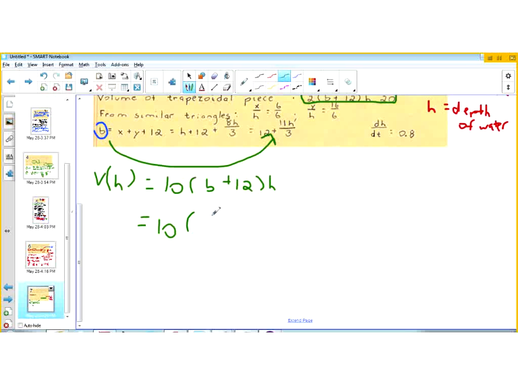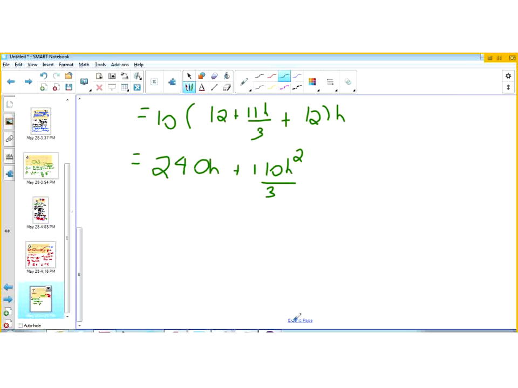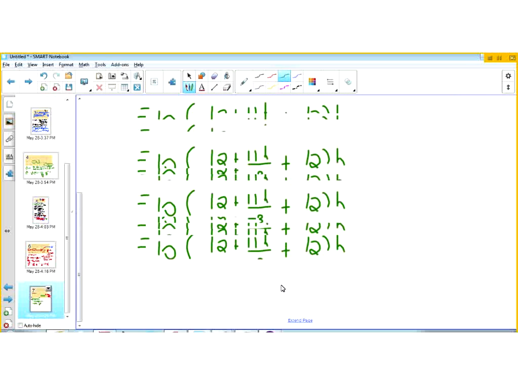But we know what B is in terms of H. We extracted that out from similar triangles. So that would be 10 times (12 plus 11H over 3) plus 12 again times H. So I substituted the expression for B in terms of H. And so simplifying, this would be 240H. Now I'm just doing an algebraic simplification. 240H plus 110H squared over 3. So this is the volume in terms of H.